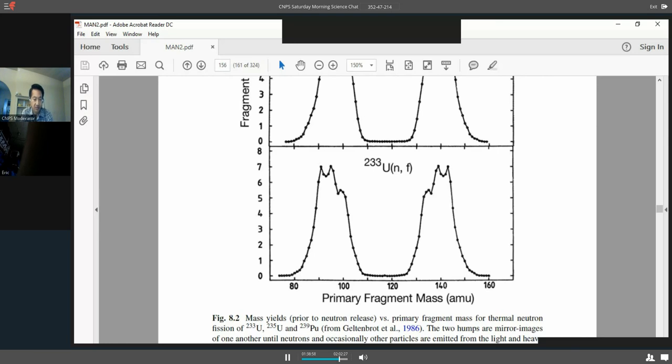So, in this graph, about 95 is the peak, and about 140 is the peak. Those are the sizes of the atoms coming off of the decay of uranium. Right in the center, which is about 120, there's almost nothing coming off of that fission decay at that atomic mass. Almost nothing. That is a minimum.